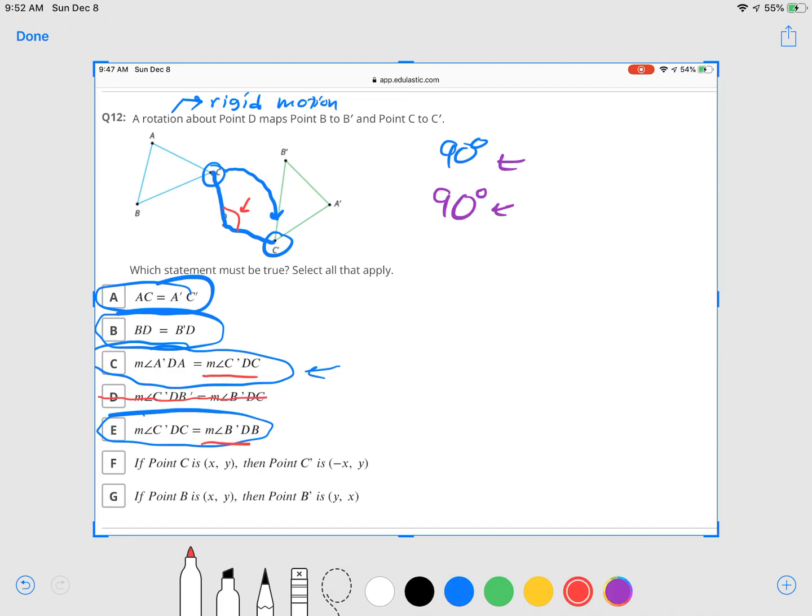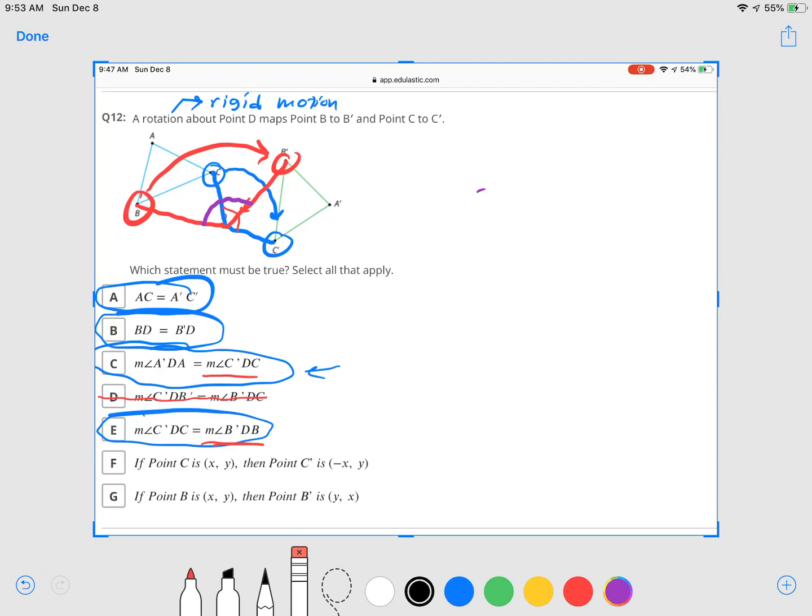And then what about B prime DB? B prime DB is this angle here. And what is that angle? That angle took B to B prime. So it was just whatever the instructions were for the transformation, whatever the number of degrees of the transformation was. So they're both equal to each other because they're both related to the same number, the same angle measure. Okay.